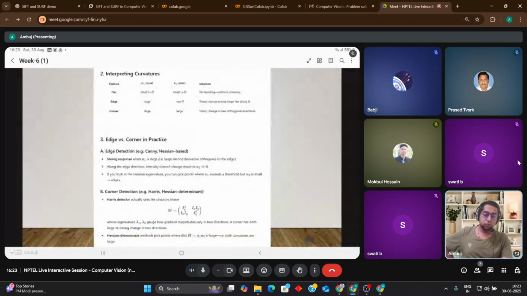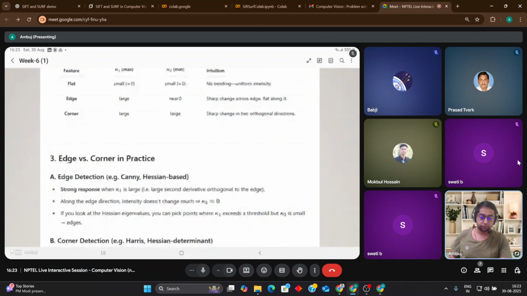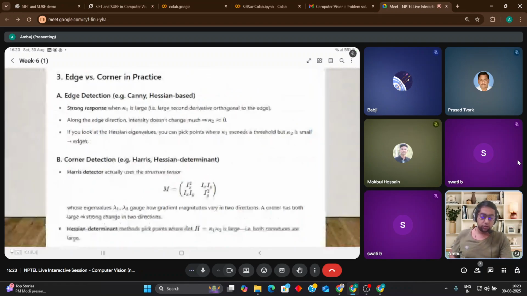Then you interpret the curvatures. In the case of an edge, k1 will be large and k2 will be 0. In the case of a corner, both k1 and k2 will be large.